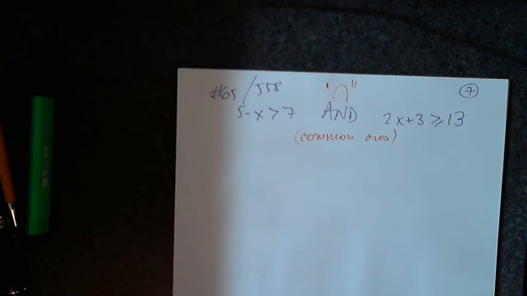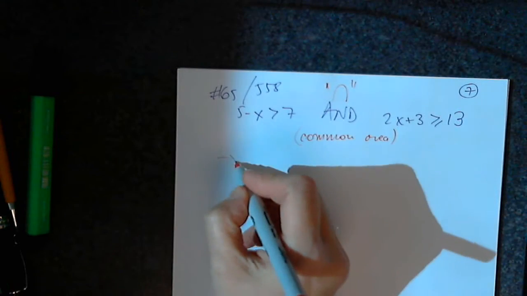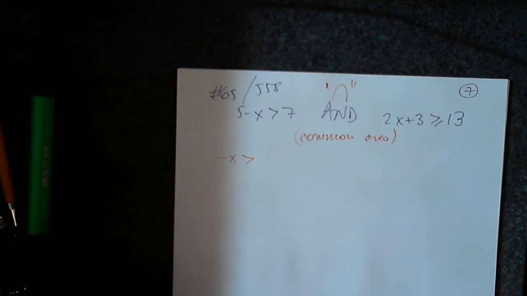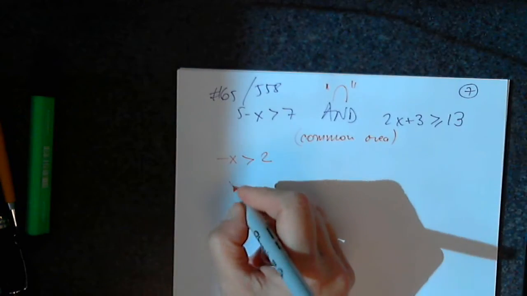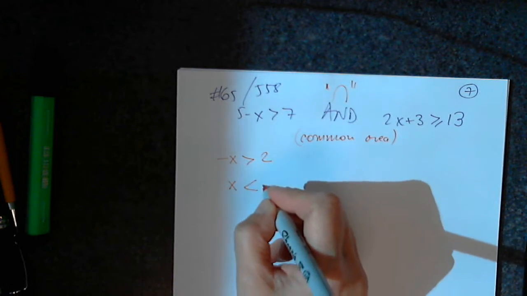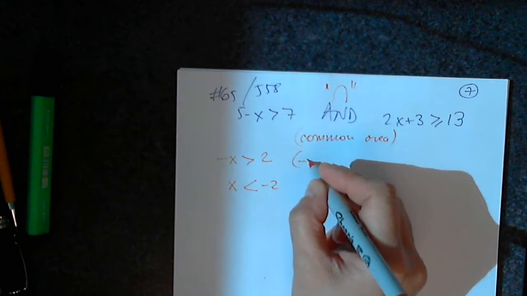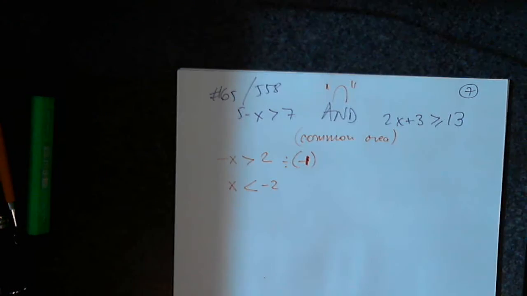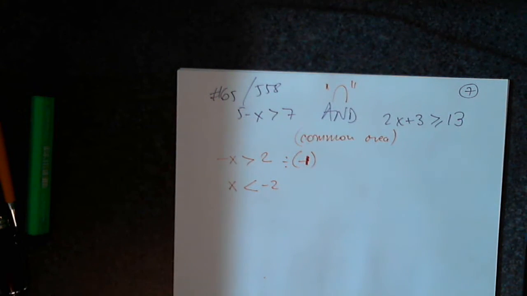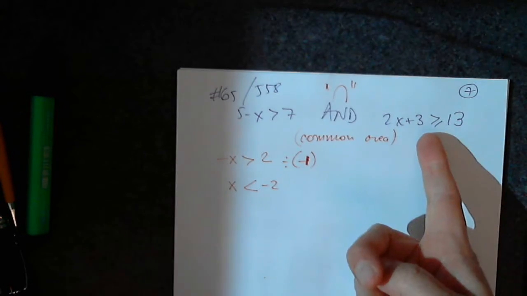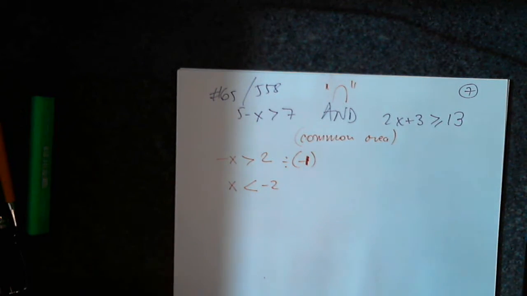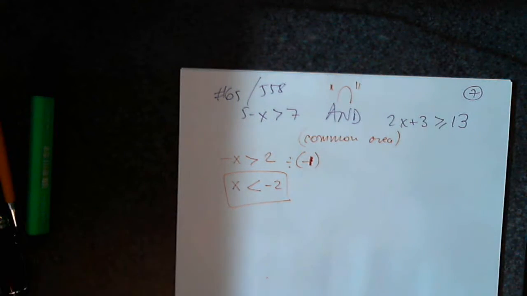How do I solve it? Yes, negative x is greater than 2. Very good. And finally, x, yes, because I need to divide or multiply both sides by -1. And then we have to switch the inequality symbol. Is that clear? Is everyone? Okay. So now what do I do here? So leave this alone for a moment. Now the other one. What do I do?